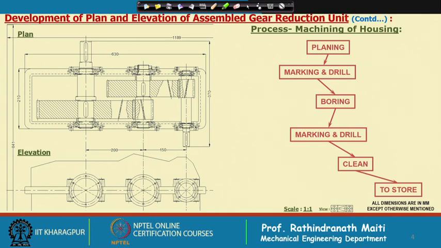Now, after making the housing bottom and top, first the surface where they are joining, if we look into this elevation, it will come over here, this surface. These two surfaces are machined in a planing machine. And then after that, there is marking and drilling, because we have to join them together for further processing. The fixing bolts will come into the details, those are marked, and then holes are drilled, then they are held together by the bolts and nuts.